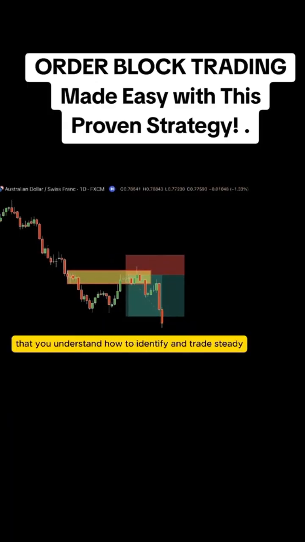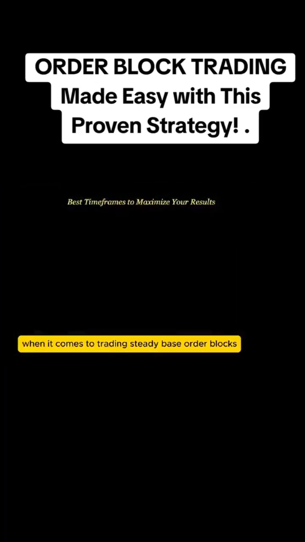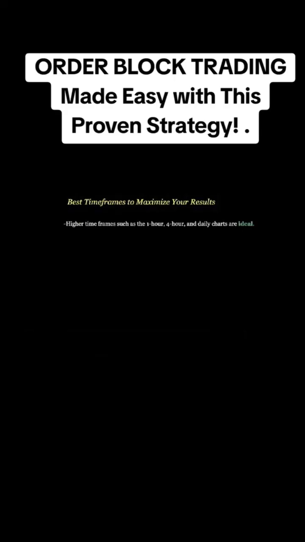Now that you understand how to identify and trade steady base order blocks, let's talk about the best time frames to maximize your results. When it comes to trading steady base order blocks, higher time frames such as the 1-hour, 4-hour, and daily charts are ideal. These time frames provide a clearer view of market structure and key levels, helping you identify more reliable setups.